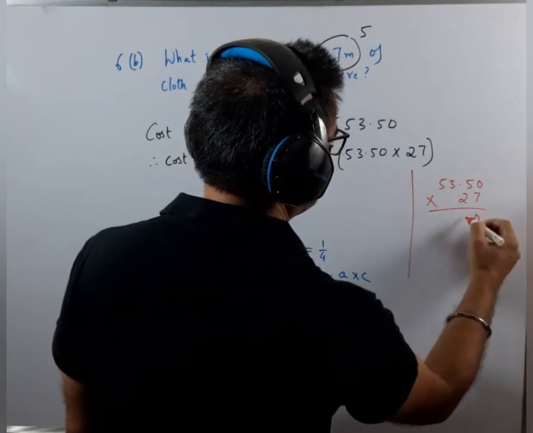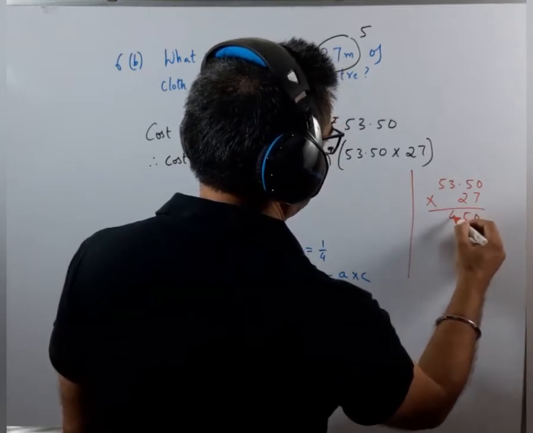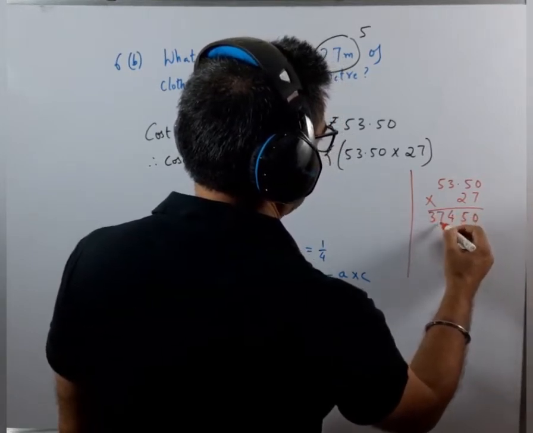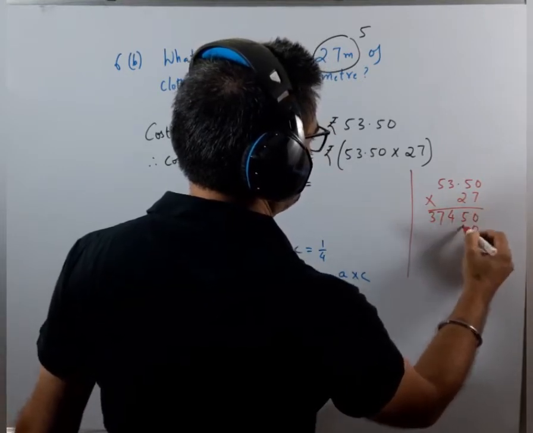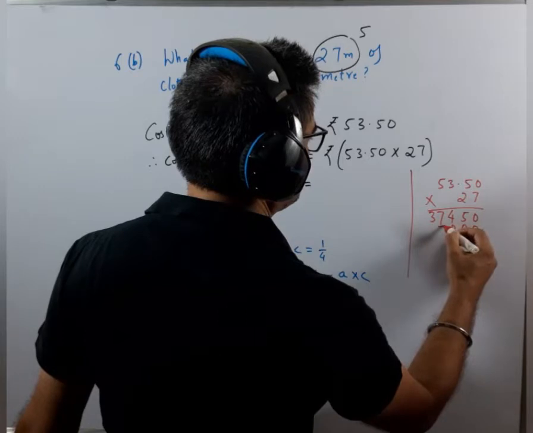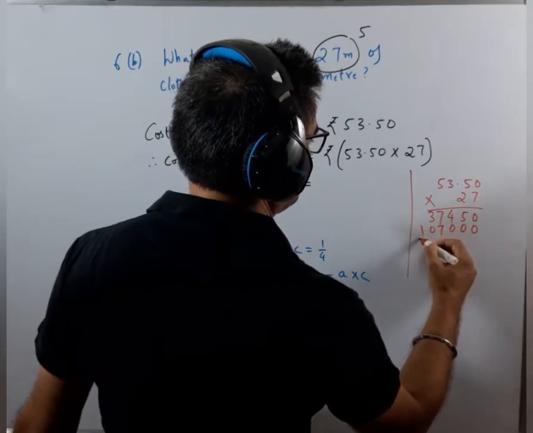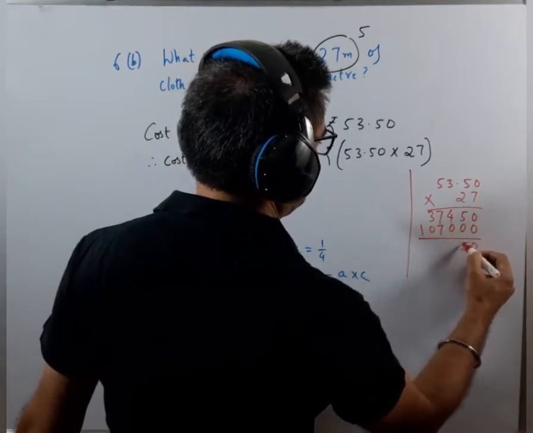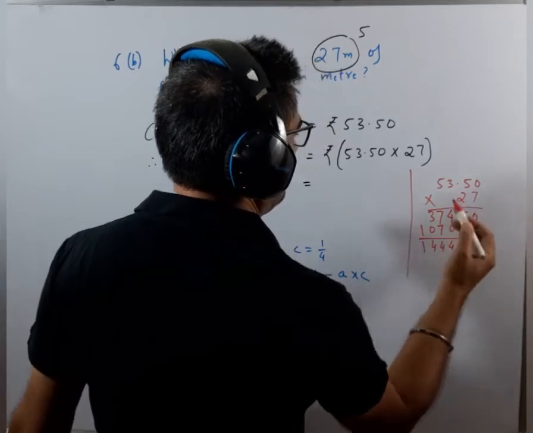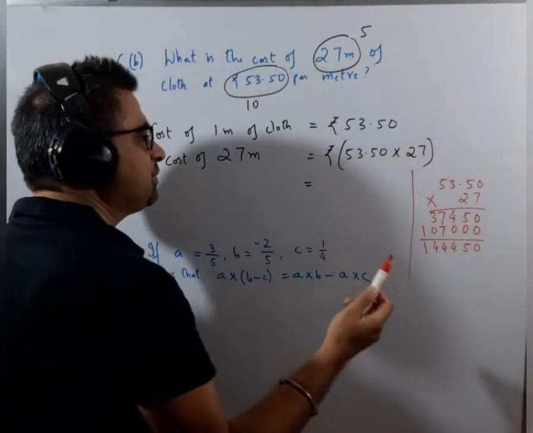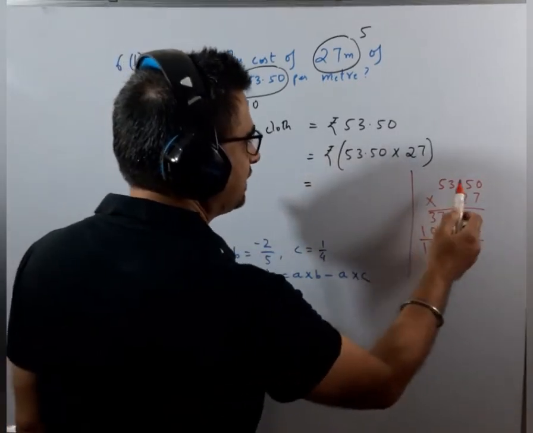7 0s are 0, 7 5s are 35, 3 in hand; 7 3s are 21 and 3 is 24, 2 in hand; 7 and 2 is 37. Then we have a 0 here. 2 0s are 0, 2 5s are 10, 2 3s are 6, 7, 2 5s are 10. So now let's just add these two rows. 14, 4 and 1.